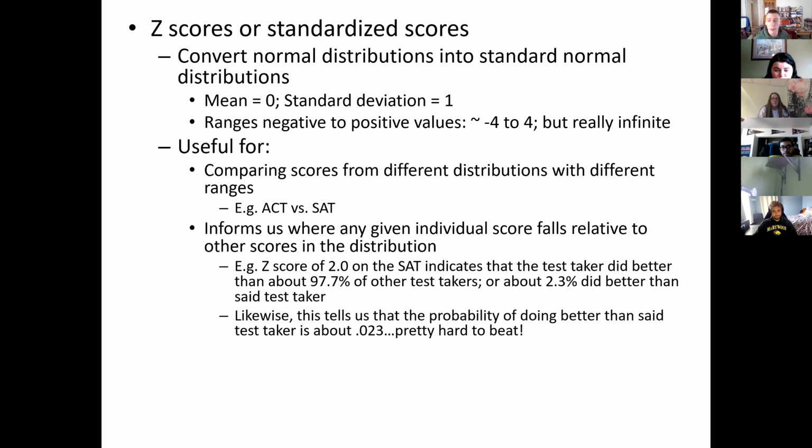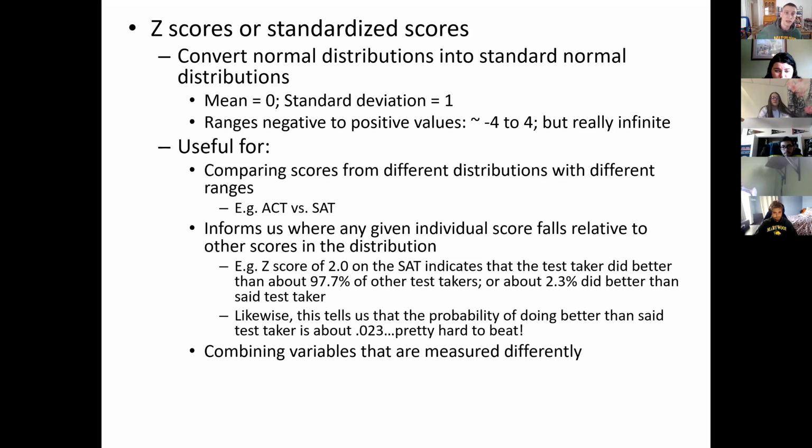Likewise, this tells us that the probability of doing better than that test taker is only about 0.023. So they'd be pretty hard to beat. They got a really high score compared to other people. A probability of 0.023 is the same thing as saying 2.3%. That's mathematically equivalent. In the z-score table, which we'll look at in a moment, it's showing you probabilities, but you can read it as percentages as well.